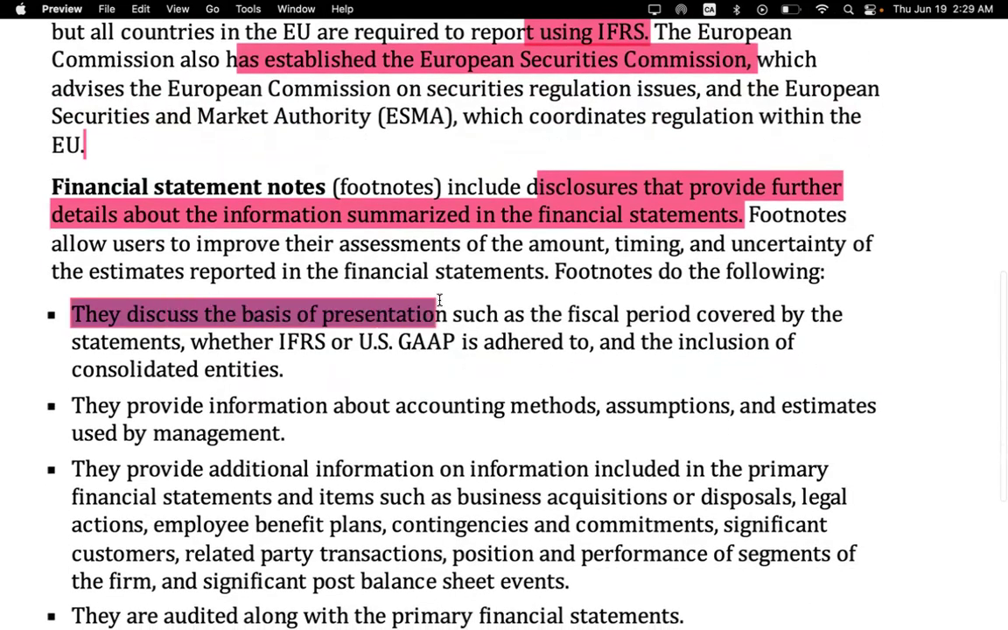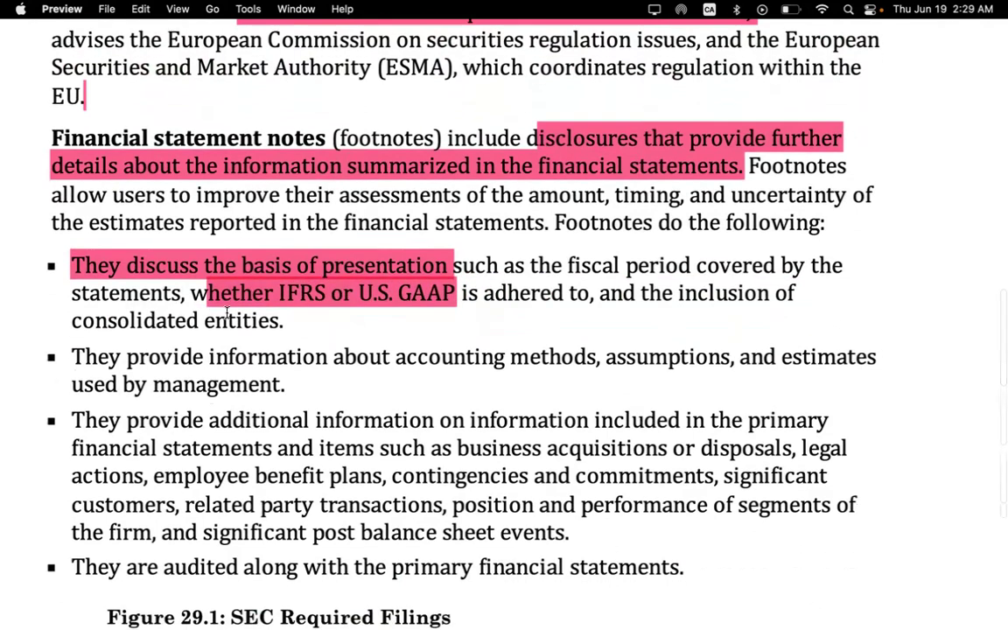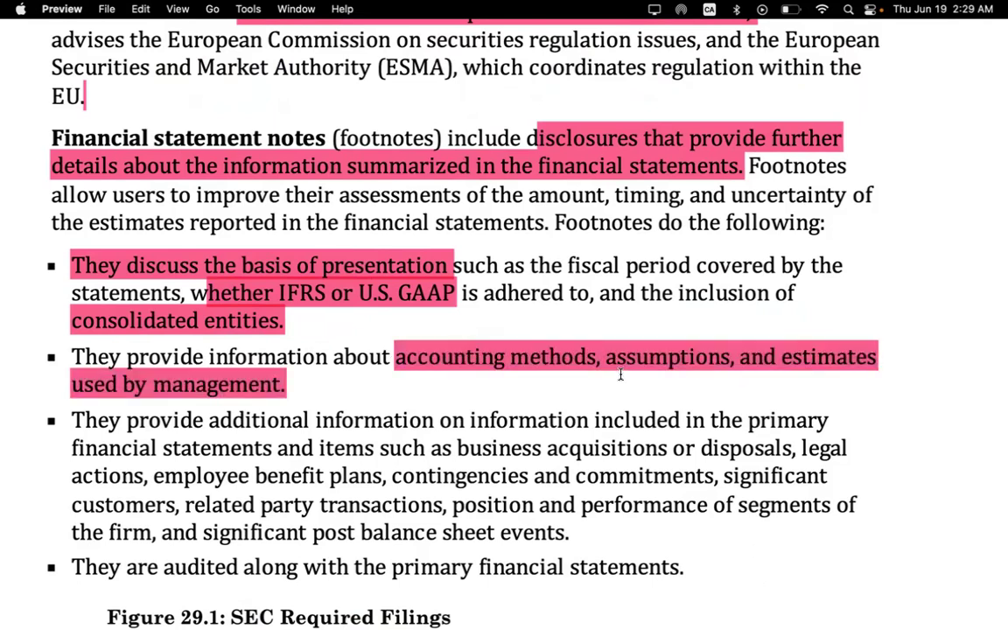First, they're going to discuss the basis of presentation, such as fiscal period. Okay, January to December is the period that we have covered in the financial statements. And then we have used IFRS, or we have used US GAAP, and then the inclusion of consolidated entities, as in, okay, it's not just this one company that we're reporting about, there is reporting about all their subsidiaries within the financial statements. And then accounting methods, assumptions, and estimates used by management. You could not know this if you hadn't looked at the footnotes.